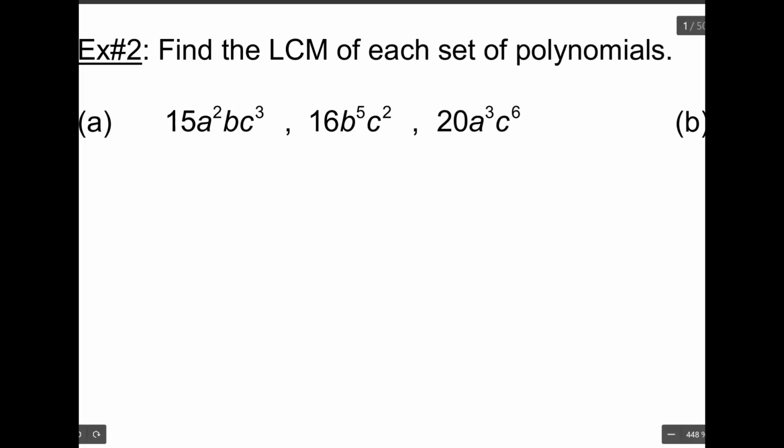So you want to deal with c first? Isn't it 2? No, it would be 6. That's the highest. Basically, what I'm saying is if these were the bottom of a fraction, how can I make them all have the same denominator? You multiply the c squared by 3 and the c cubed by 2, and then they'll have c to the sixth.